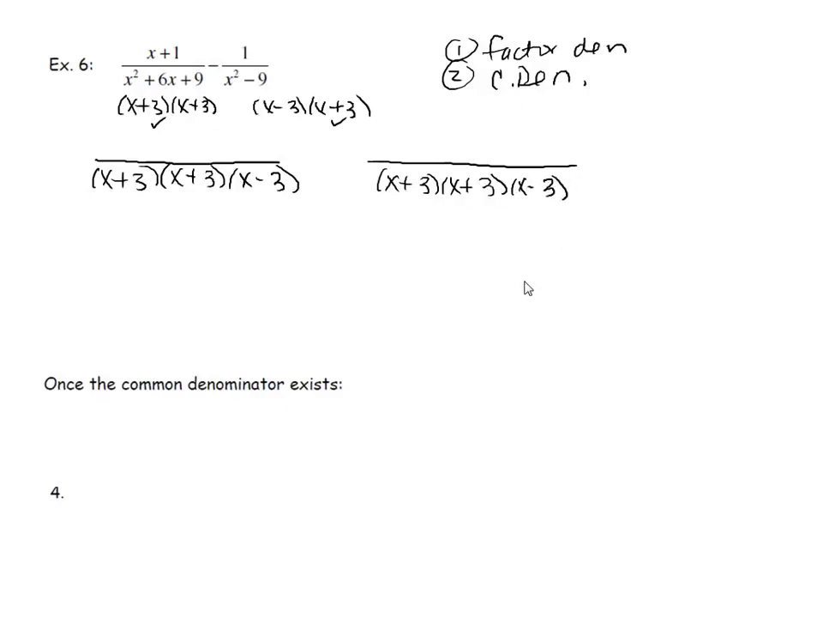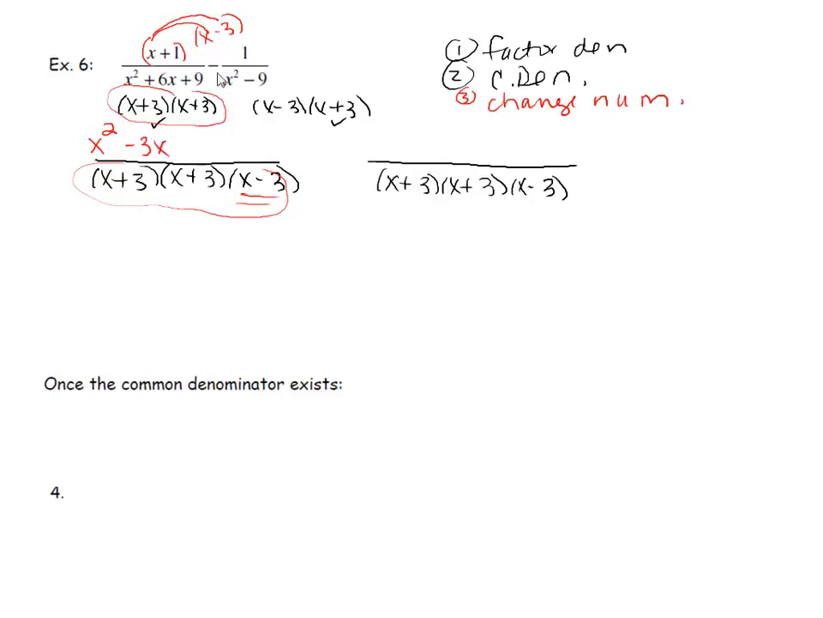Alright, now we're going to change the numerators. Alright, so here's how we change it. We look at the old denominator, we look at the common denominator. What's different? Well, this has an extra x minus 3, so we need to multiply this by x minus 3. So we need to distribute. And that gives me negative 3x, and 1x, and negative 3. Alright, now let's look at this old denominator compared to this common denominator. What's different? Well, this has another x plus 3, so we're going to multiply that by x plus 3.